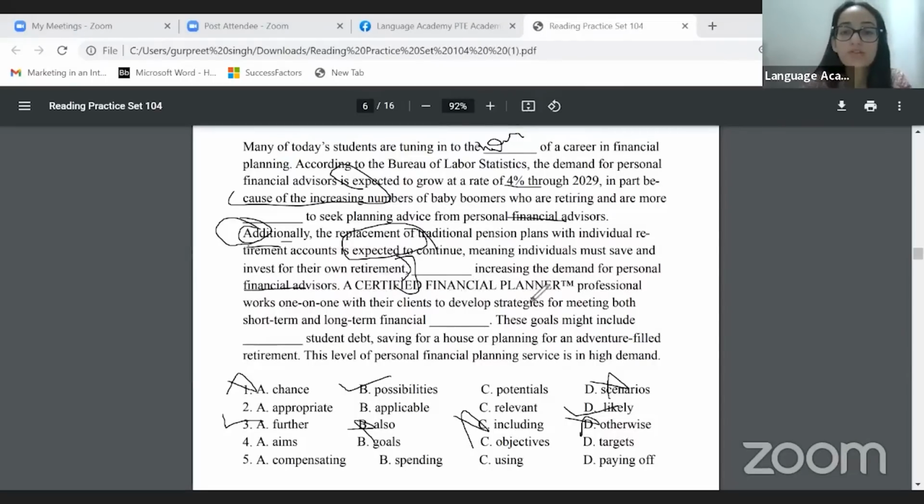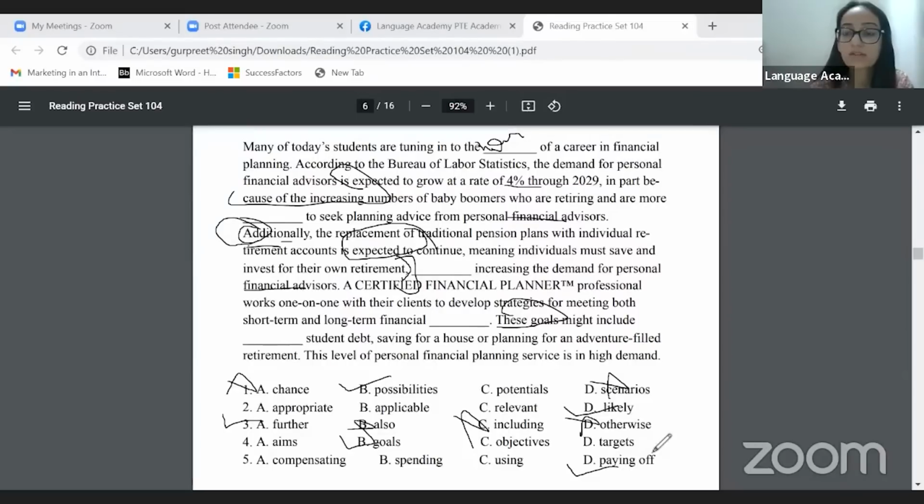A certified financial planner professional works one-on-one with their clients to develop strategies for meeting both short-term and long-term financial goals, because the next sentence very clearly says these goals, so we cannot say objectives here. These goals might include dash student debt, saving for a house, or planning for an adventure-filled retirement. So it will be paying off, means paying back. So the goals, why are you investing your money? Because you want to pay back your debt that you have taken as a student. So that is paying off the debt.